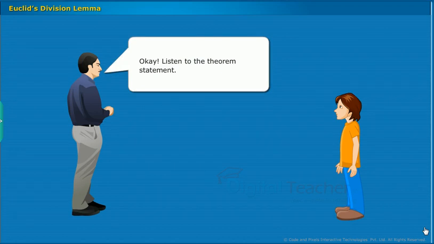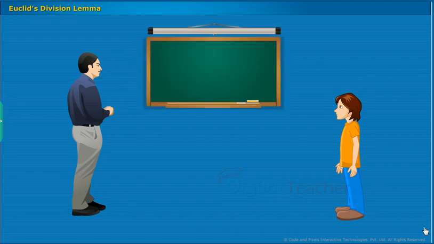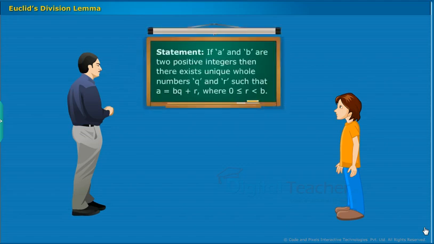Okay, listen to the theorem statement. Now, let us know the theorem on Euclid's division lemma. Statement: if a and b are two positive integers, then there exist unique whole numbers q and r, such that a is equal to bq plus r, where 0 is less than or equal to r, which is less than b.